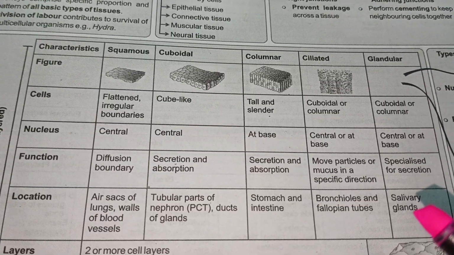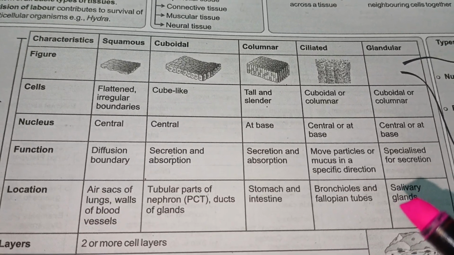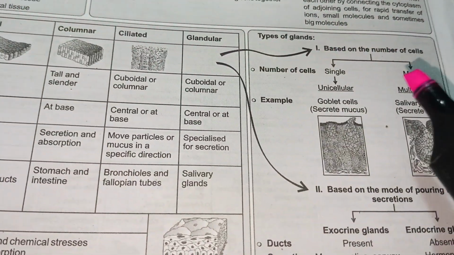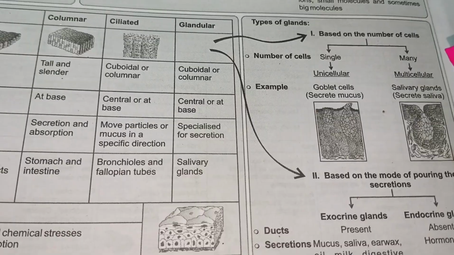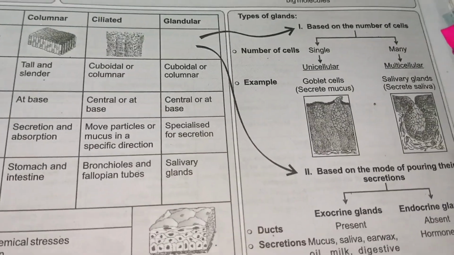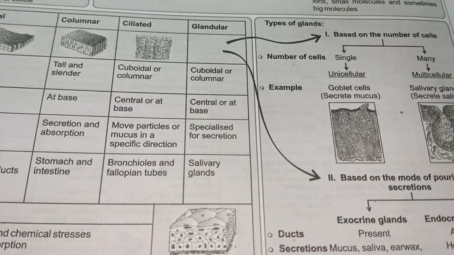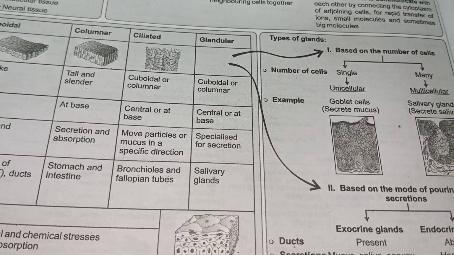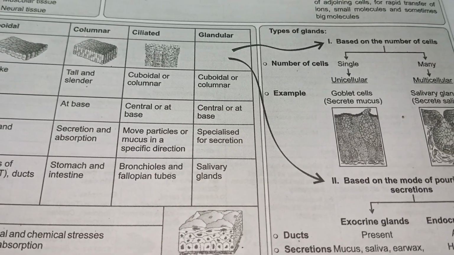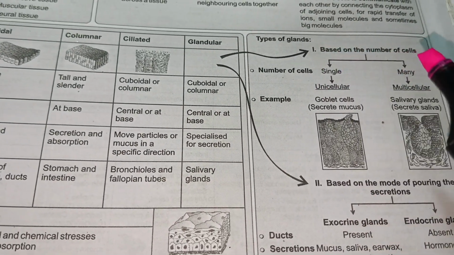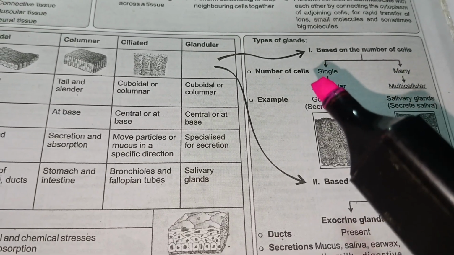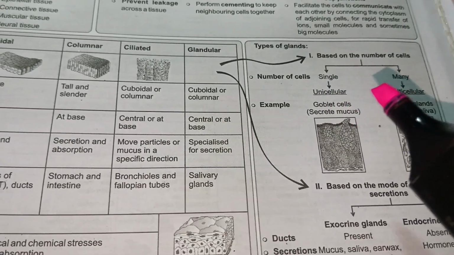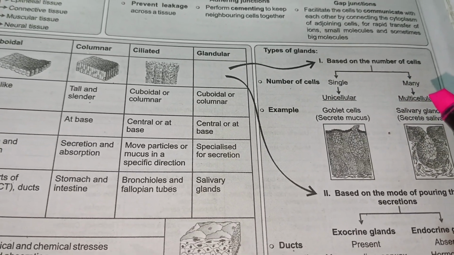And here the glandular tissues are located at the salivary glands. And here we can see the types of glandular tissues on the basis of number of cells. In exams the examiner will ask on what basis the glandular epithelium tissues are classified. The glandular tissues are based on the number of cells, like single cells or many cells. Single cells means unicellular, and many cells means multicellular.